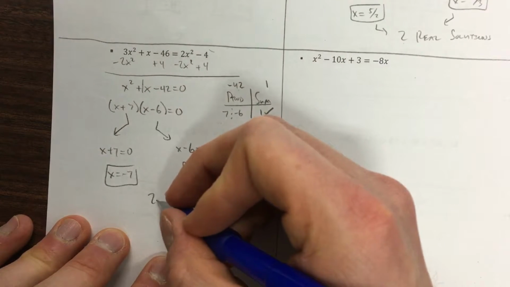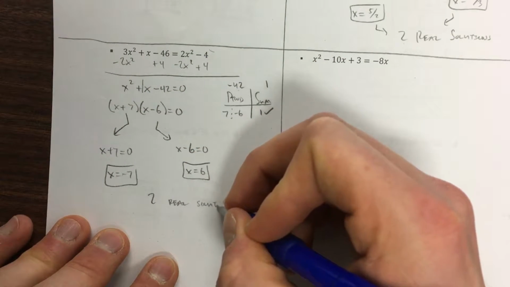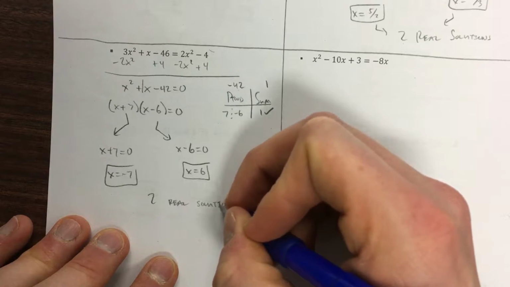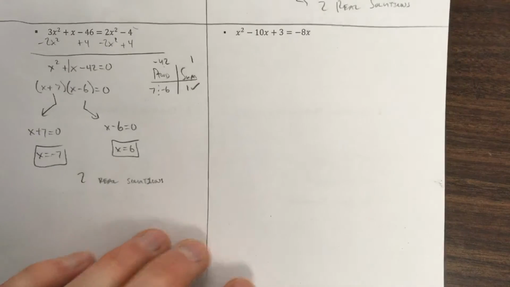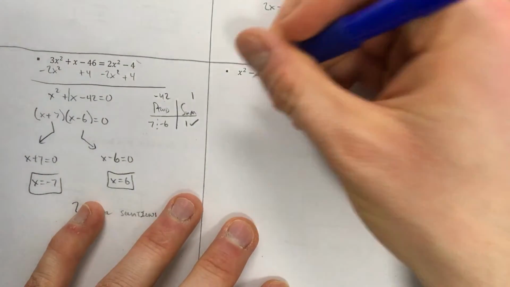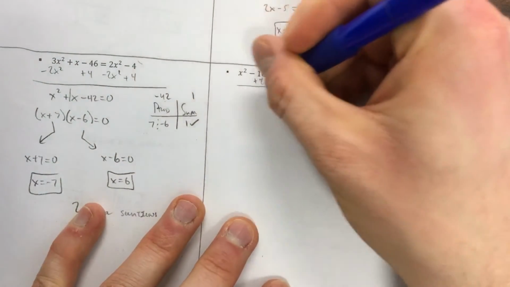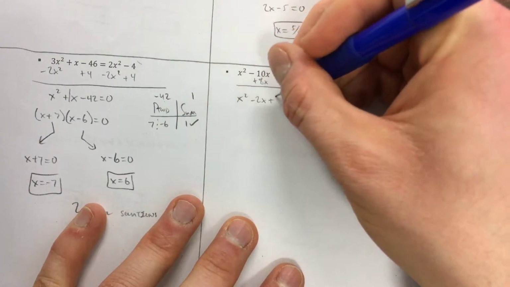And again, we have two real solutions. Get rid of this lead. It's driving me crazy. All right, one more and see what happens here. Add the 8x minus 2x plus 3.